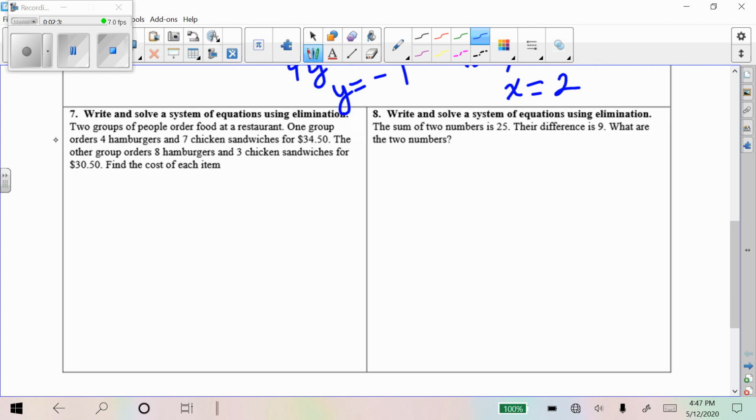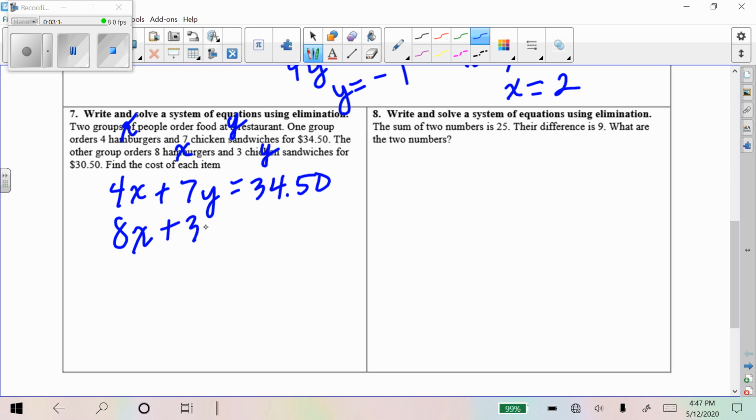All right, number 7 gave some people a little bit of a hard time. It's about buying hamburgers and chicken sandwiches and the total. So 4 hamburgers and 7 chicken sandwiches cost $34.50. I'm going to let x be my price of a hamburger and y be my price of a chicken sandwich. So then I get an 8x and a 3y here. So 4x plus 7y equals $34.50. And 8x plus 3y equals $30.50.